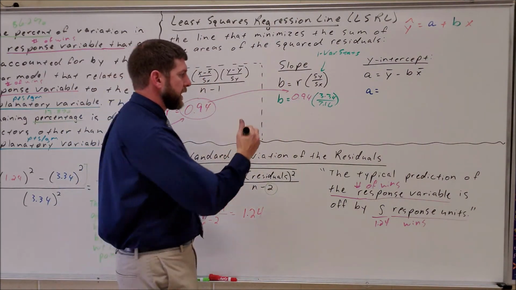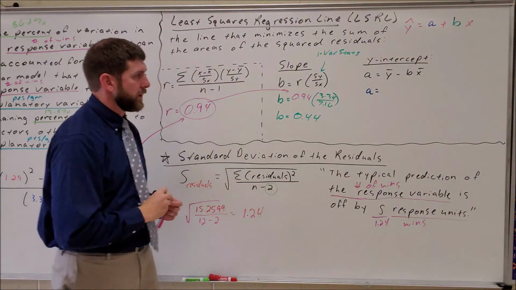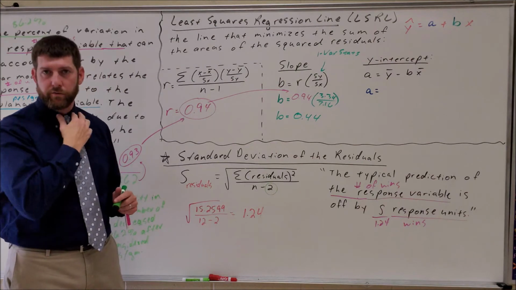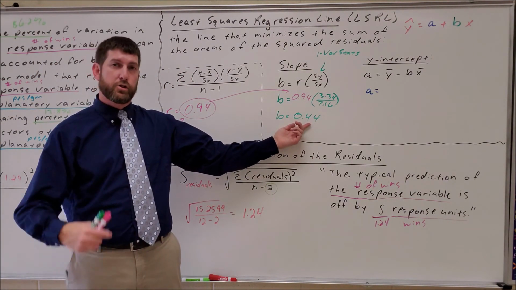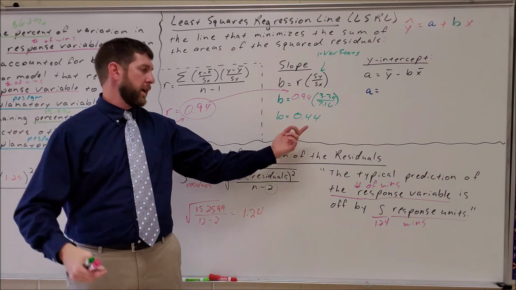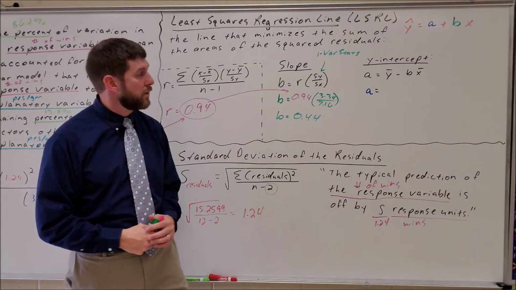When I throw all that in the calculator, I get 0.44. So I get a slope of 0.44. And we talked about in the last lecture, that means for every additional 1 point scored per game, we would expect there to be an additional 0.4 wins on your season total.